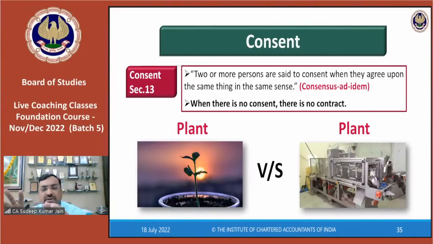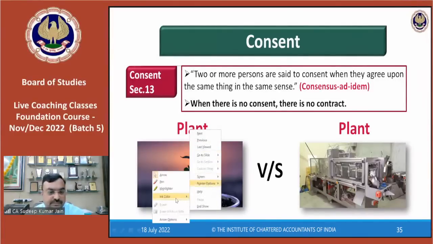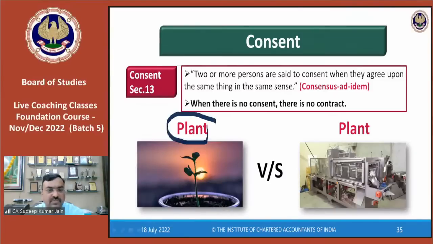Now, suppose there is an argument on the point of a plant between A and B, and A is thinking about this plant, and B is thinking about that plant. So there is no consent because they both do not agree on the same thing in the same sense. So if there is no consent, there is no contract. So first there should be consent.